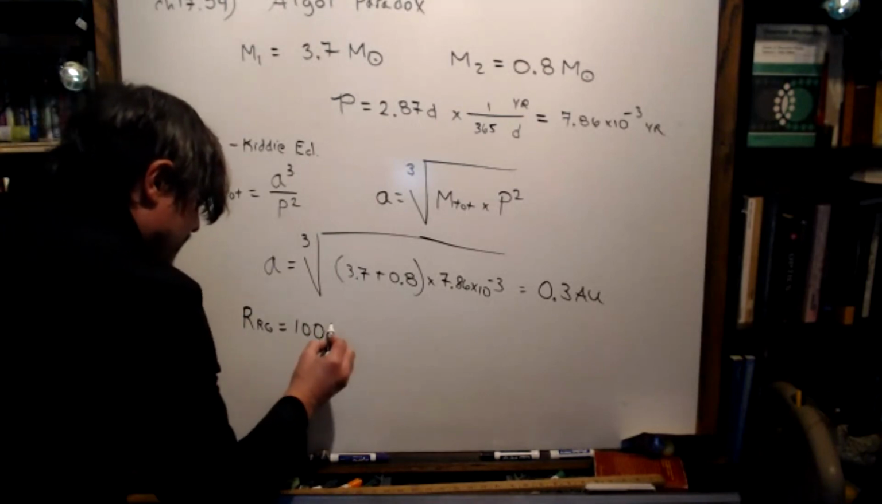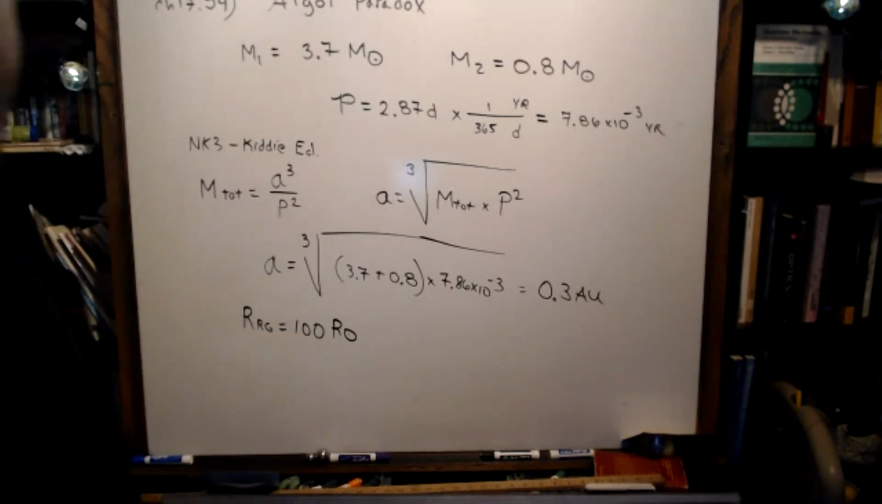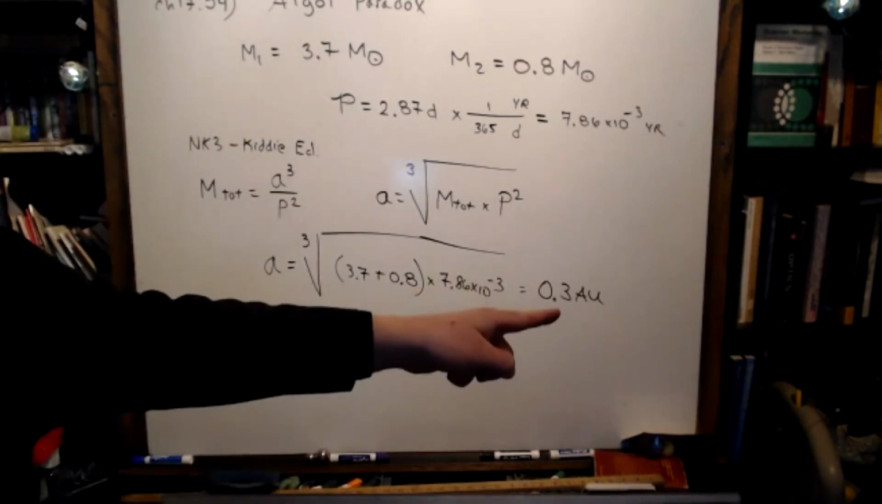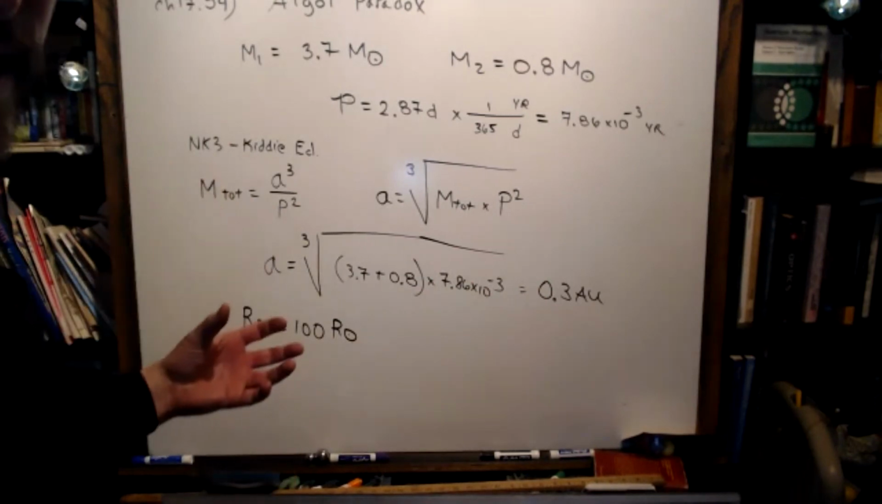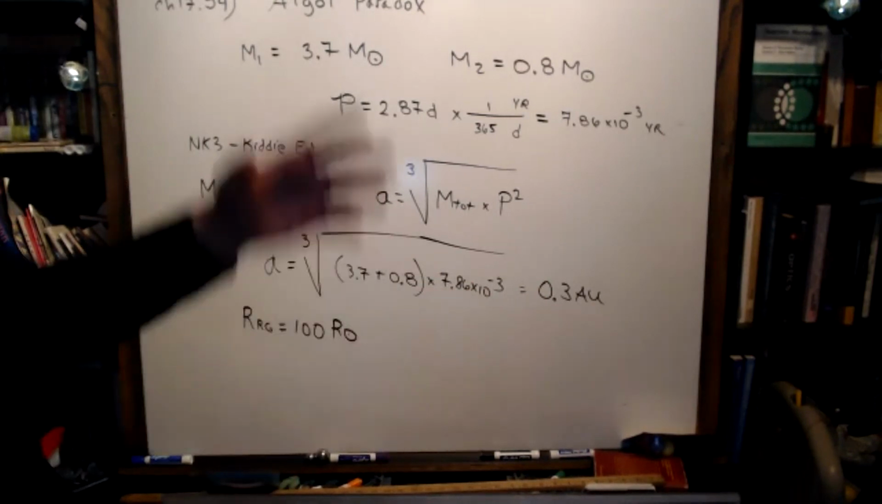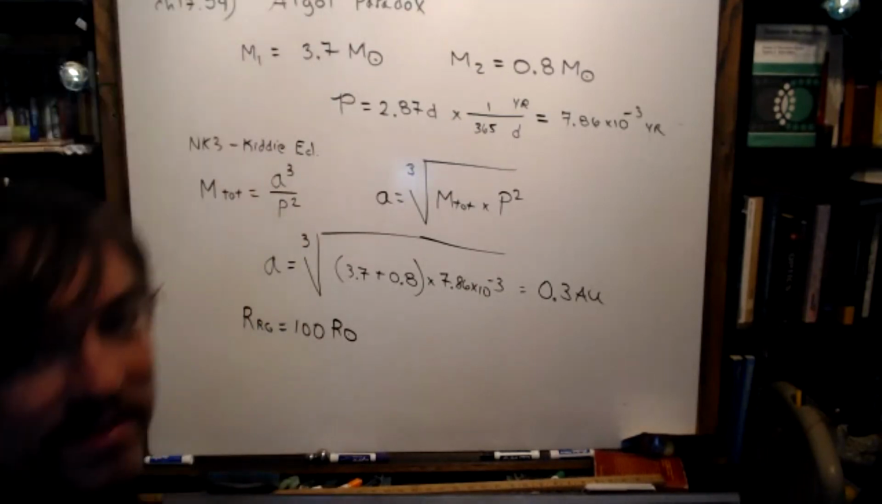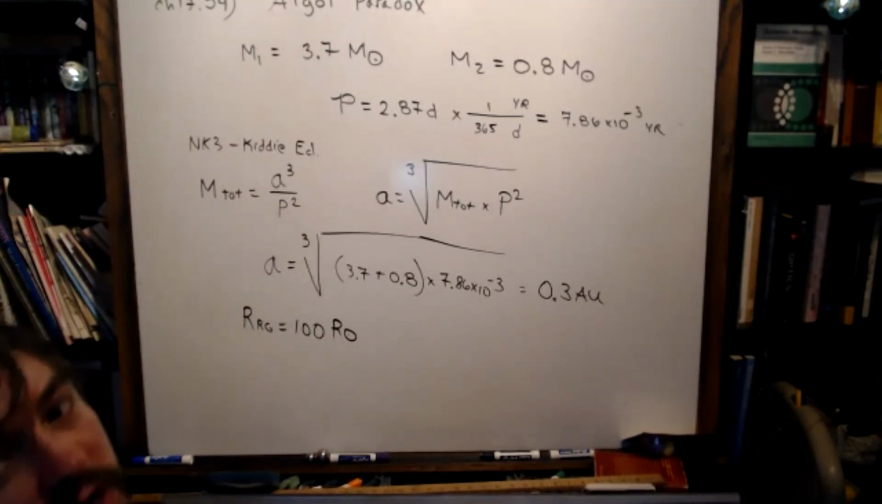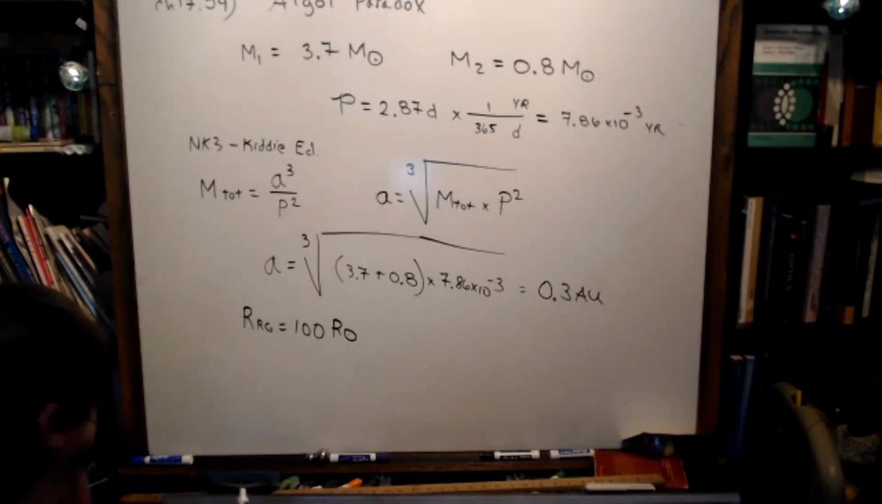In our previous problem, we saw that red giants typically have radii of 100 solar radii. Let's convert using dimensional analysis from AUs to solar radii, and Kaitlyn, you're going to be my guinea pig for that, okay? So Kaitlyn, help me do dimensional analysis. We're going from AU to solar radii. How do I begin?